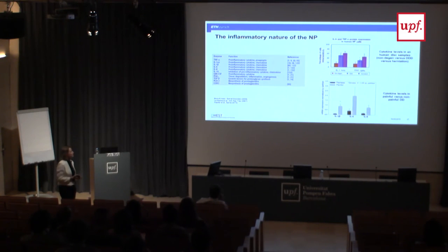And this is a comparison of the cytokine levels in an asymptomatic degenerative disc compared to a symptomatic degenerative disc. And it's basically just proving to you what I just told you, that inflammation seems to play an important role and seems to be the distinguishing factor between those painful and non-painful degenerated discs.